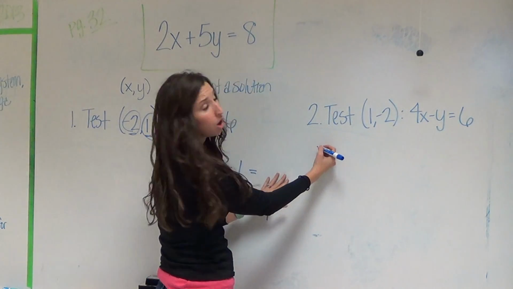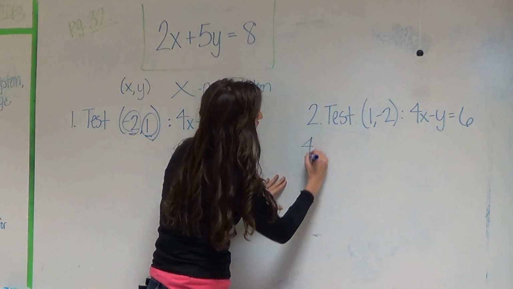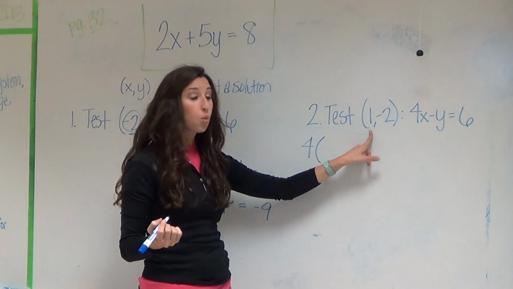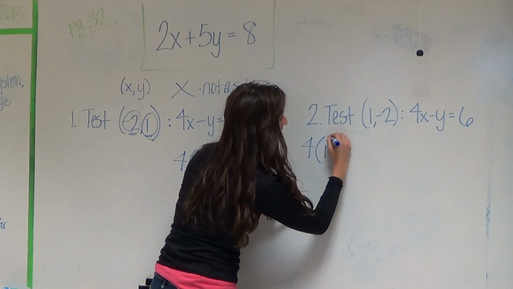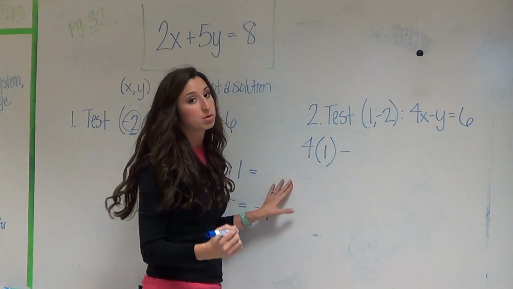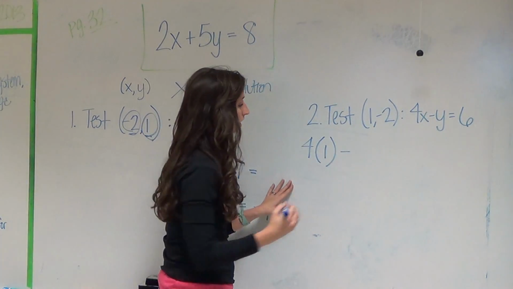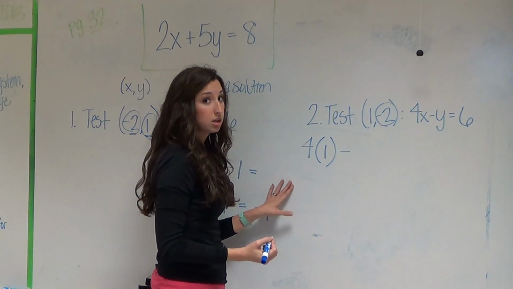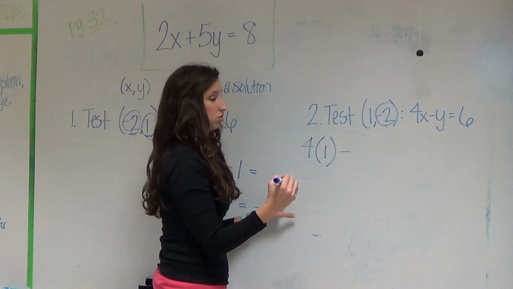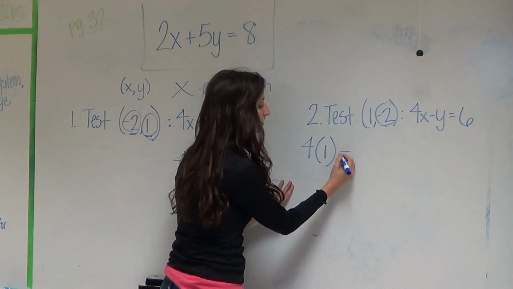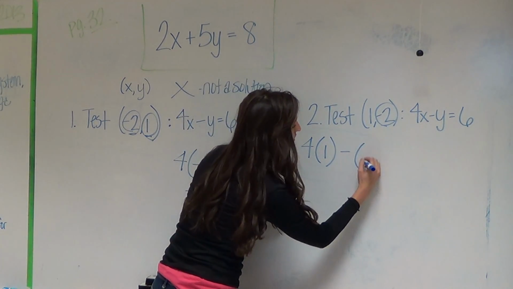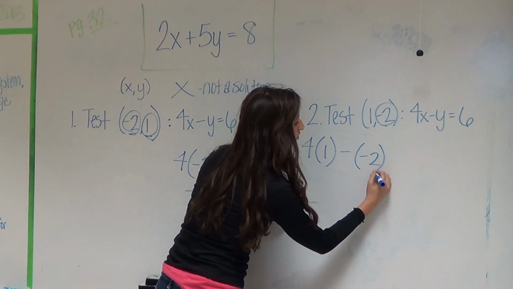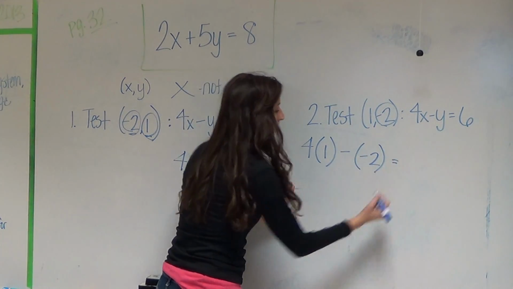All we have to do is substitute. 4 times, what is my x point? 1, minus, remember you have to write the equation exactly, whatever my y is. Well, my y in this situation is -2. So be sure to put that in. If it is already minus, I'm going to write another -2. All right, now all we have to do is calculate.